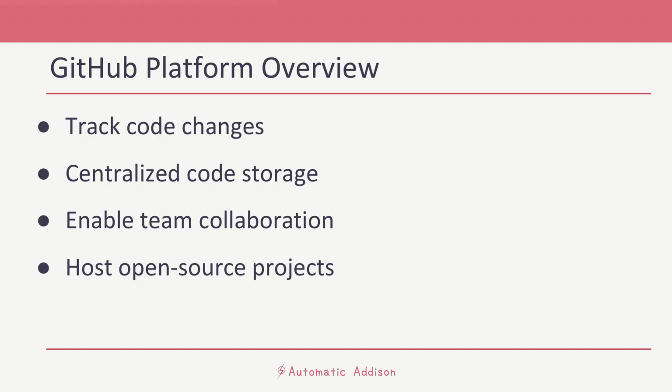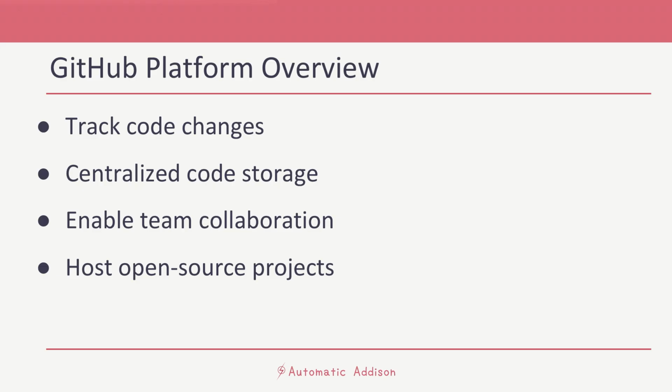Number one, version control. This allows you to track changes made to code over time. Think of it like a time machine for your code, letting you revert to previous versions if necessary. Number two, code storage. GitHub acts as a secure and centralized location to store and manage code projects. Think of it like cloud storage specifically for your code.